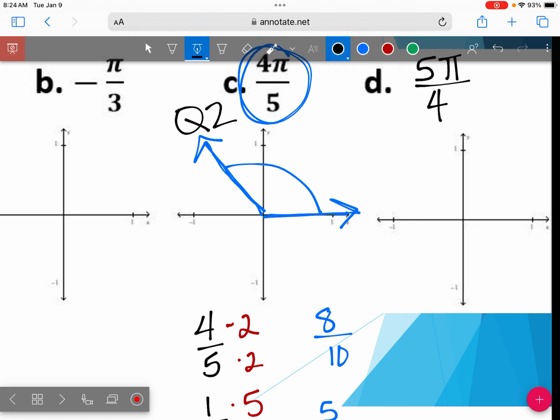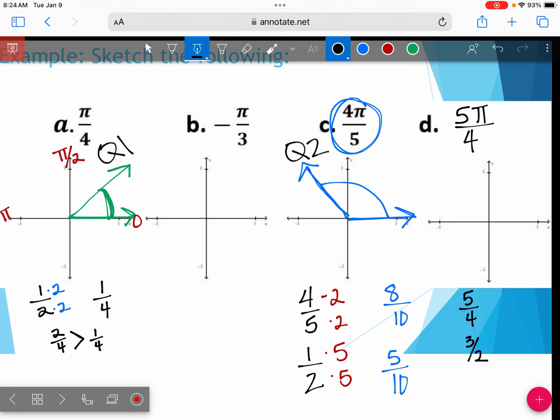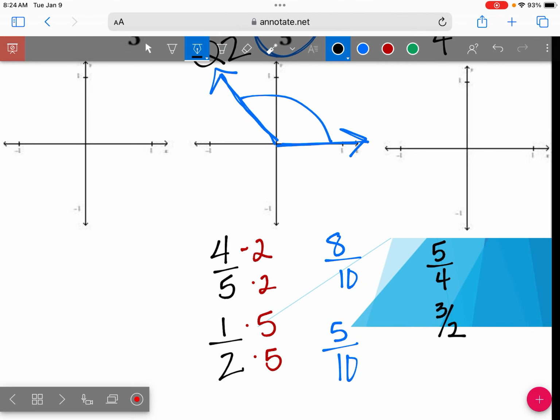All right, so again, let's just do it the old school way. We have 5 over 4 and 3 over 2. We need a common denominator. If I multiply it by 2, we can compare apples to apples. So I'm multiplying this one by 2, which gives me 6 over 4. So 5 over 4 is less than 6 over 4. So what does that mean? Which quadrant is it going to fall in? 3.